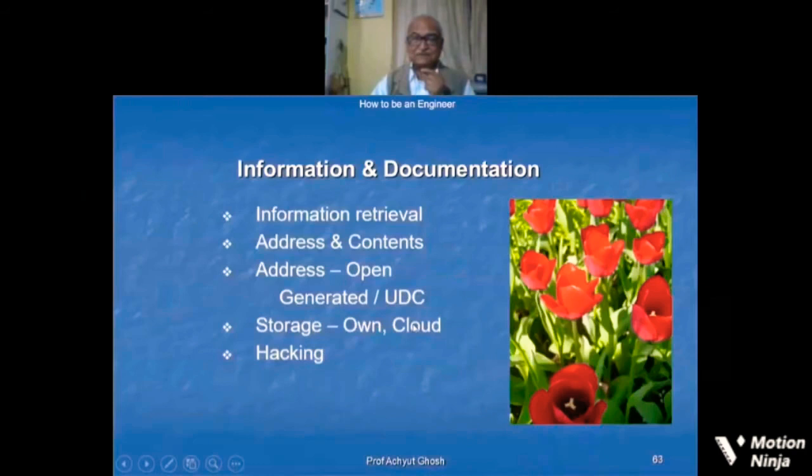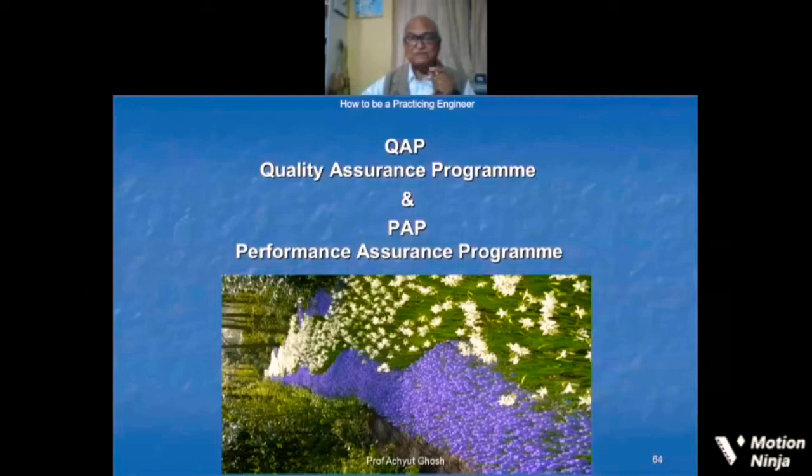So, information and documentation. The quality assurance program is a part, and the performance assurance program is a part. You see, I was involved in the design and tendering of the Kashmir Bridge, Anji Khad. We ask the people, you have to give us the schedule, the quality assurance program, how you are going to build your bridge. And you will be giving a 5-year guarantee, 10-year. How do I ensure that it runs for 110?